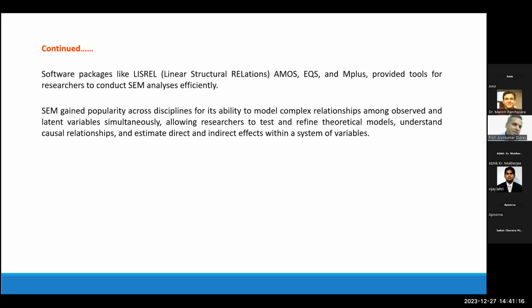SEM is second generation statistics. In order to understand second generation statistics, you need to understand what first generation statistics is. If I talk about first generation statistics, here comes your regression, here comes your ANOVA, here comes your logistic regression. The difficulty with first generation statistics, let's say regression, was that you need to have one dependent variable and more than one independent variable. But when it comes to SEM, you can have more than one dependent variable and many predictors. So SEM can model complex relationships.